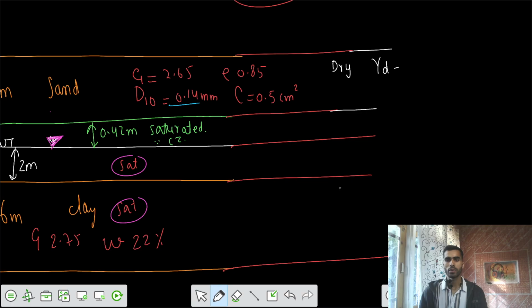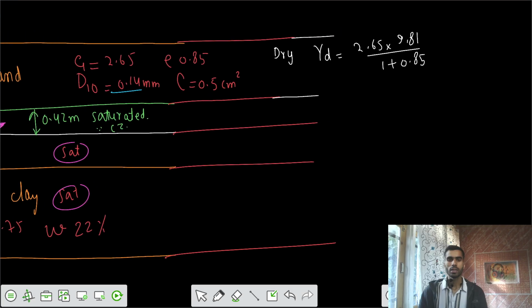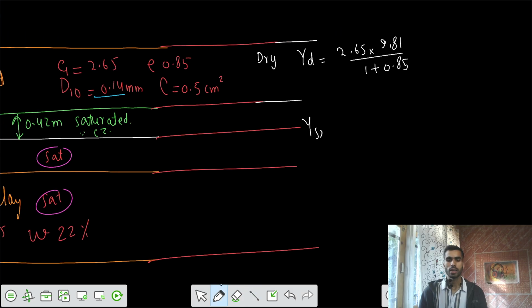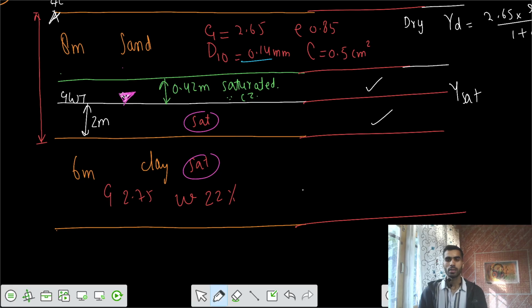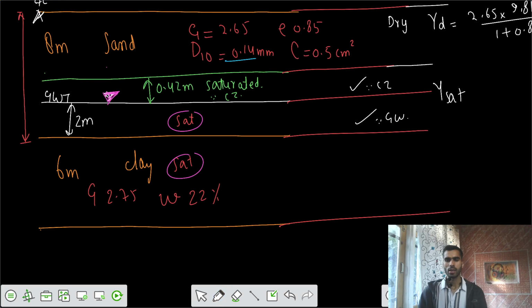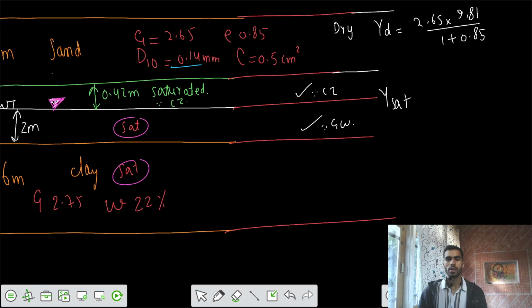So for that, gamma dry is equal to G gamma W by 1 plus e, in terms of gamma W 9.81. That's your gamma dry. And what about this saturated sand? For the saturated sand, this is your gamma sat. This part is also saturated, but the difference here is this is saturated because of the capillary zone, and this is because of gravitational water, because of gravitational forces. Both of these are saturated sand, degree of saturation equals 1.